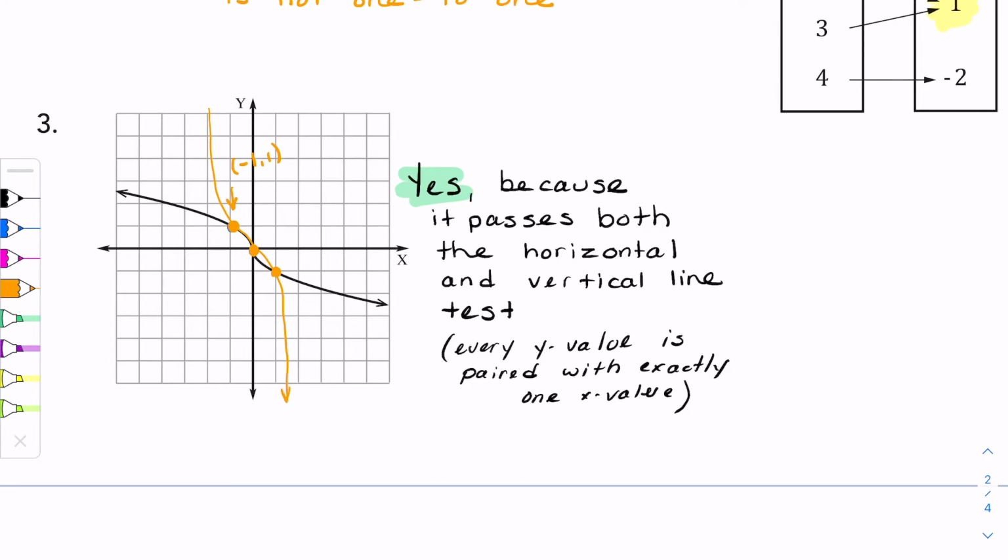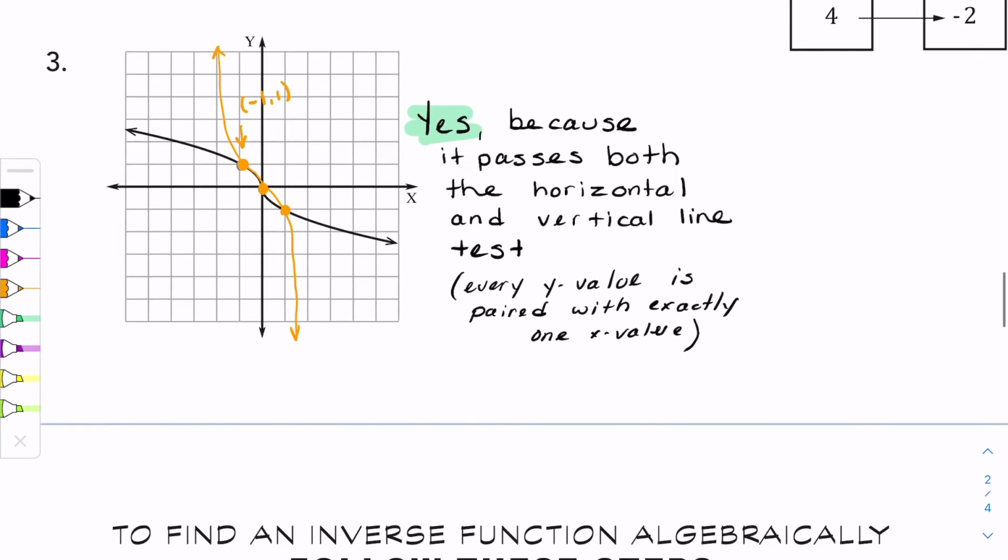That's the inverse. All right, so if we were to look at this, I hope everyone could identify that the domain and range of the inverse function is going to be negative to positive infinity.